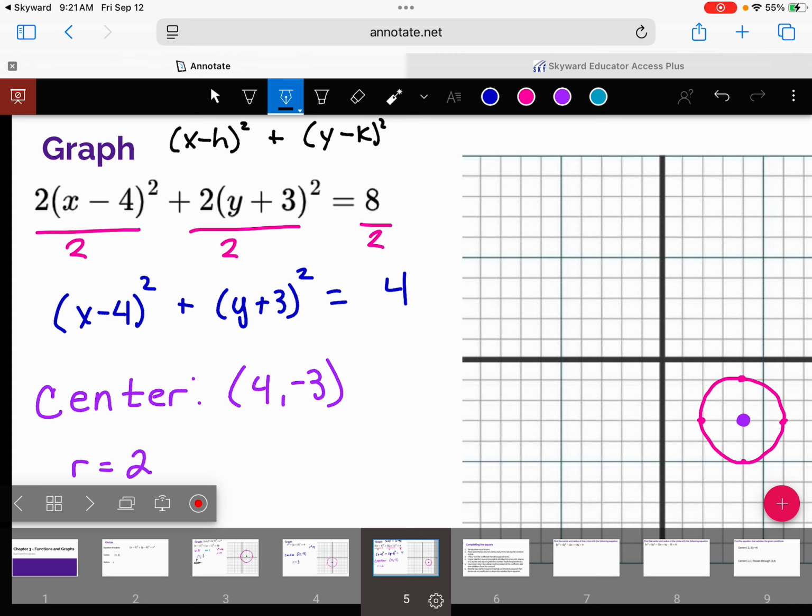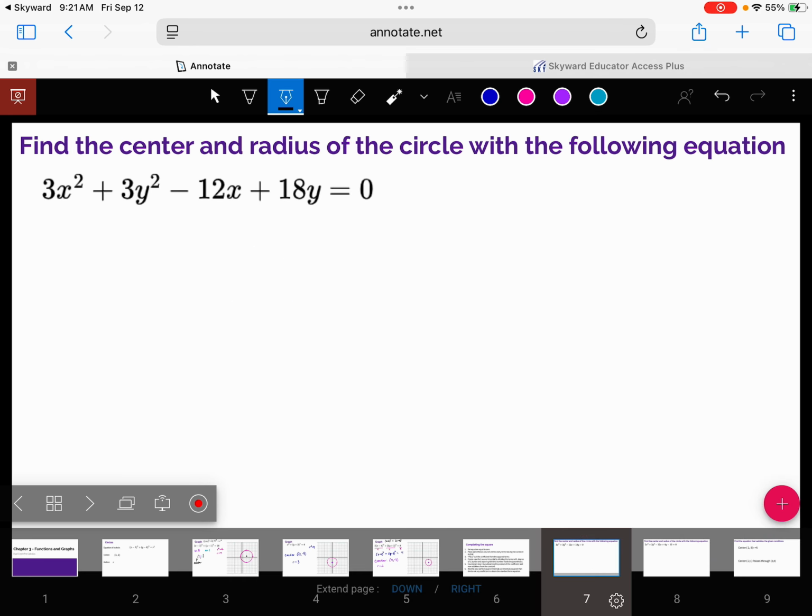I'm going to put the equation up, and then I'm going to put up a page, and then we're going to go back to it. So sometimes they're going to give us stuff like this. Where we have 3x squared plus 3y squared, and we got minus 12x, and we got a plus 18. And all of it's equal to 0. And we want to try and graph that thing.